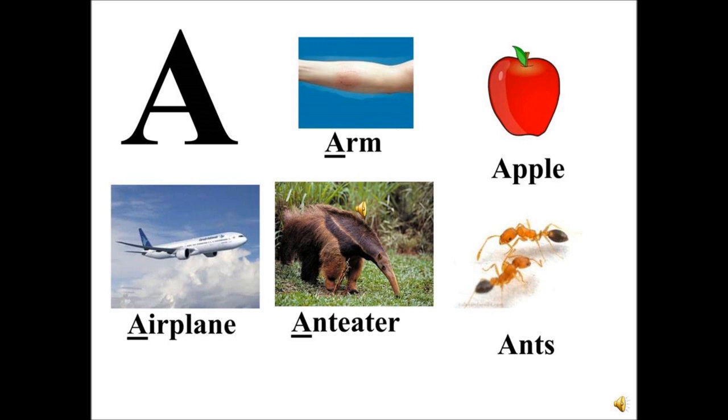Let's spell arm. Arm begins with the letter A. A-R-M. Arm. Let's spell it again. A-R-M. Arm. That's a picture of an arm. The word arm begins with the alphabet letter A.